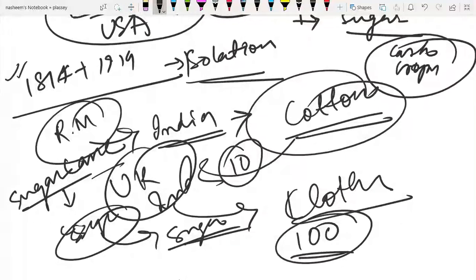With this, we come to an end to the economic, to the land revenue system of the Britishers. And next class we'll be dealing with the First War of Independence, in this First War of Independence, 1857.